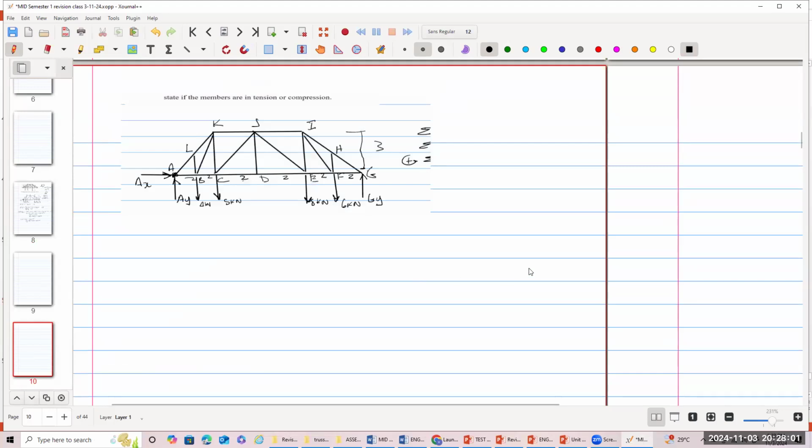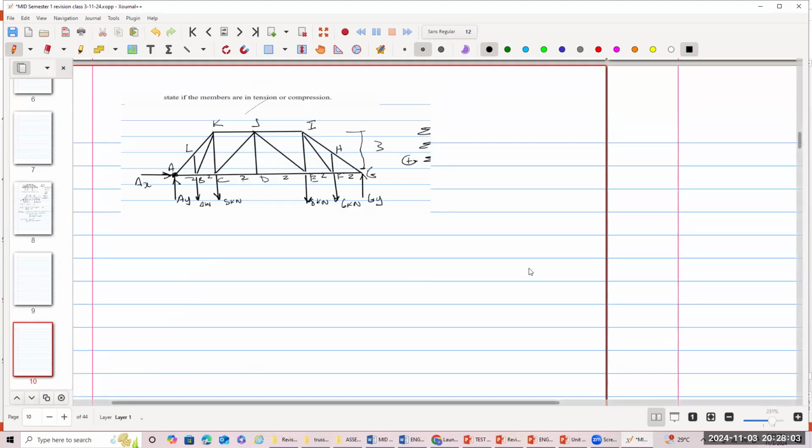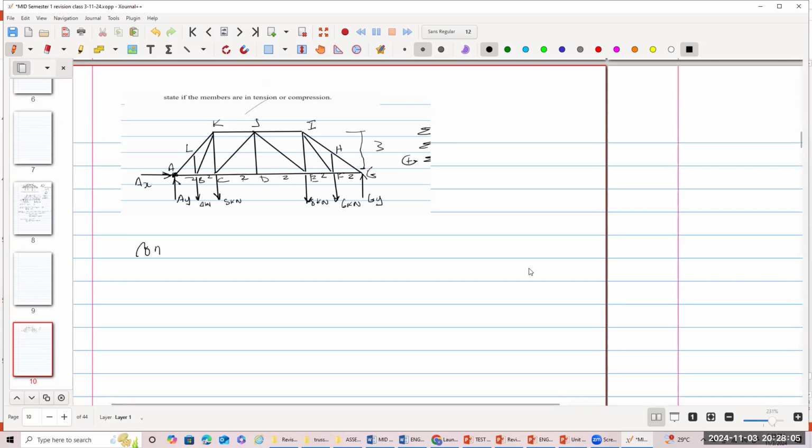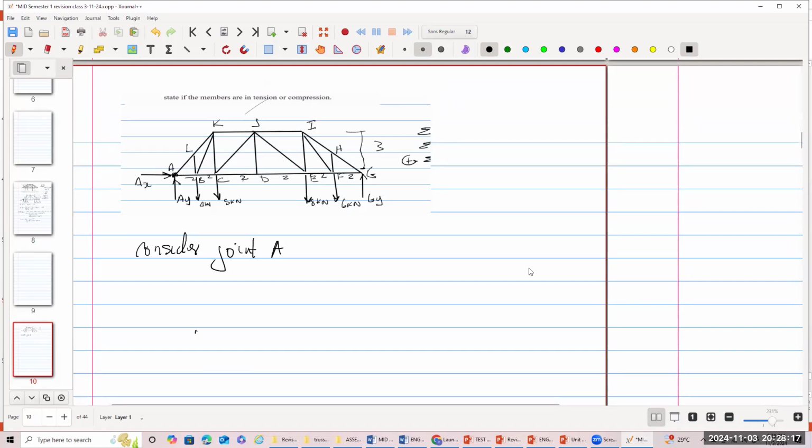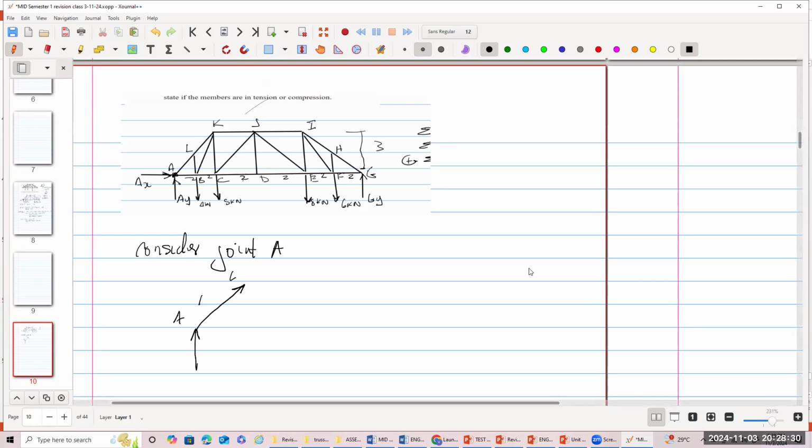So for the joints, you must make a statement to say "consider." I will need to know what you're doing. Consider joint A. You don't have to put AY in it because you know it's 0.1 going up. We're going to consider that this AL is in tension. We don't know if it is in tension, and this is L, so you call it FAL.